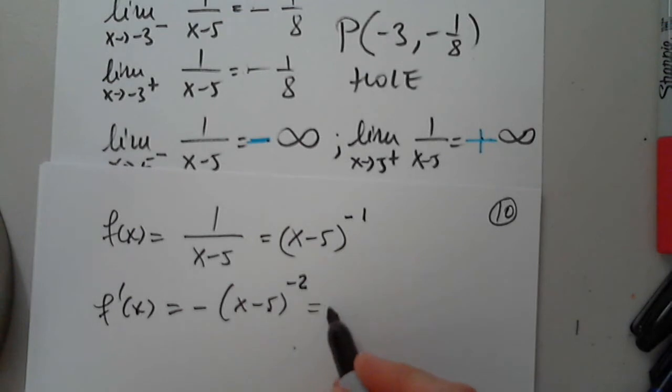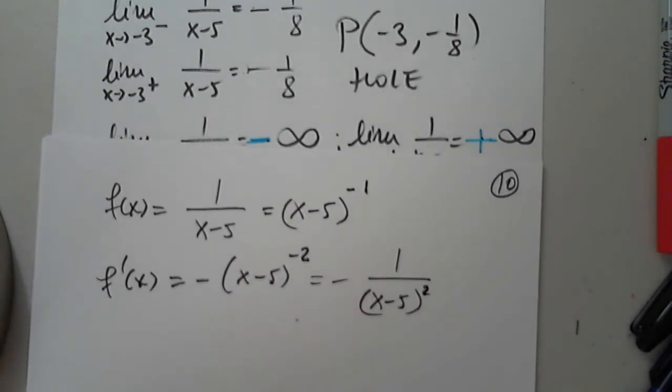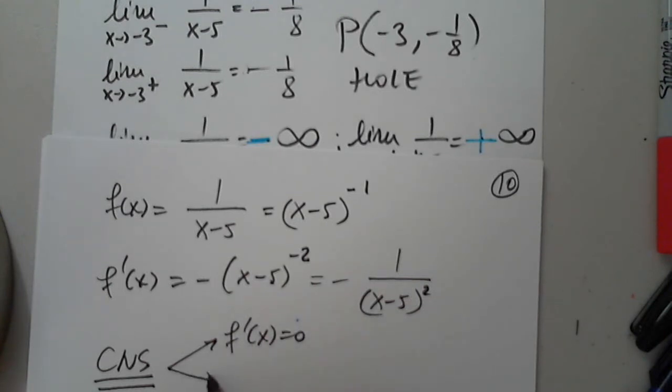One. Very good, awesome. Now I have the first derivative. I want critical numbers. Critical numbers come from f prime of x being 0 or f prime of x being undefined.